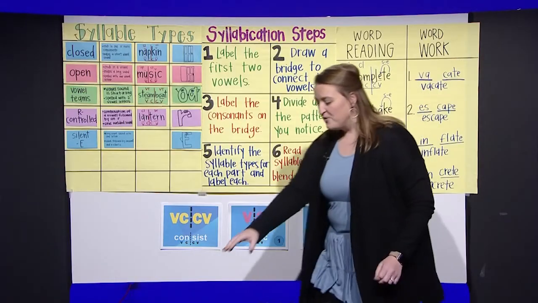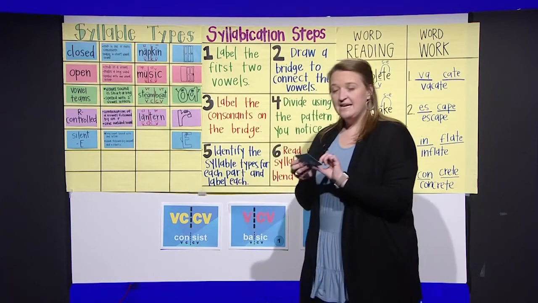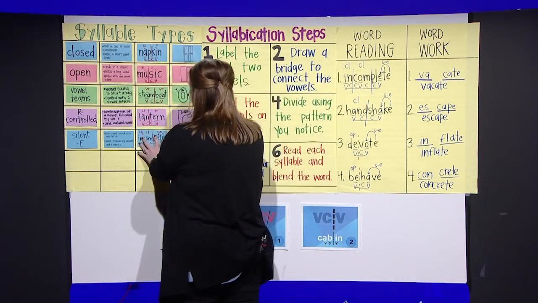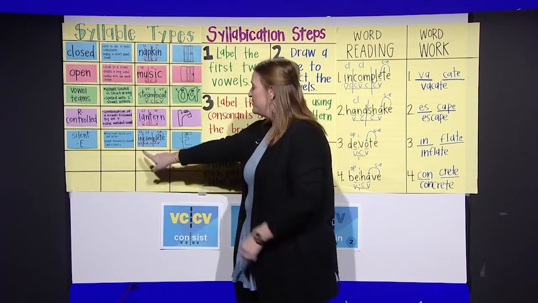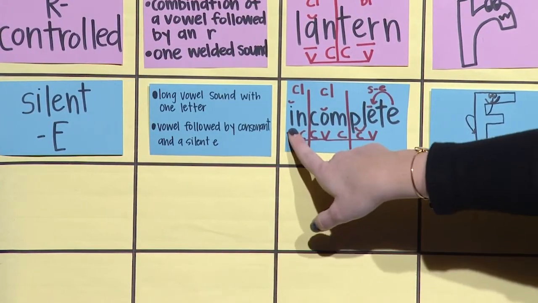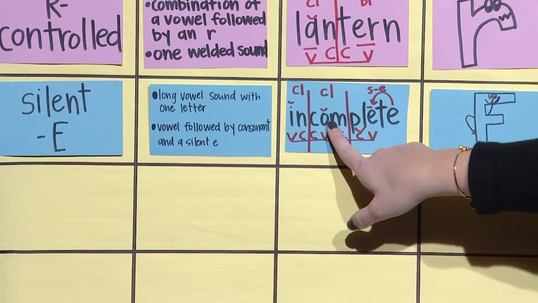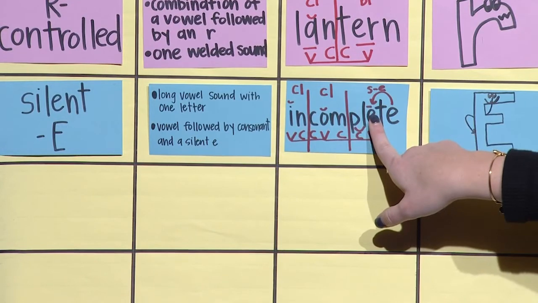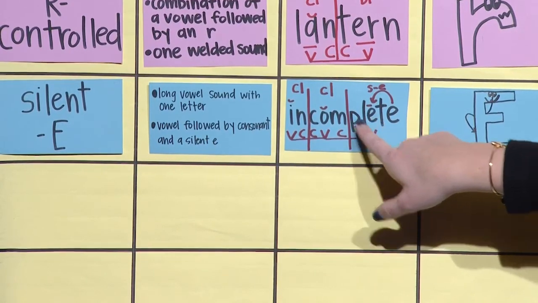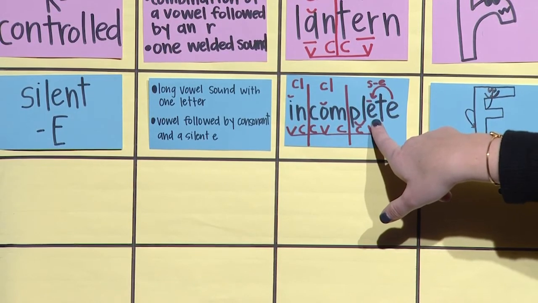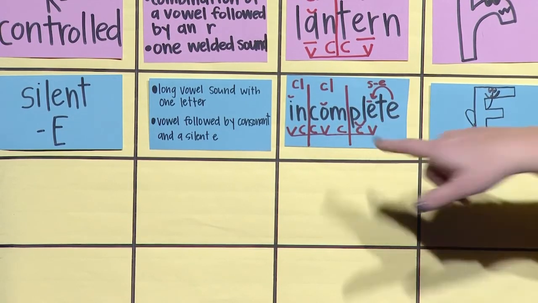Now the last thing I want to do is add the word incomplete to our chart. This is the first word that we did as practice, and if you remember, once we divided our syllables, we recognized that the first 2 syllables were closed. But that last syllable has that silent E, and we draw that arrow to remind us that it helps make that long vowel in that last syllable, because that silent E makes that vowel long for us.